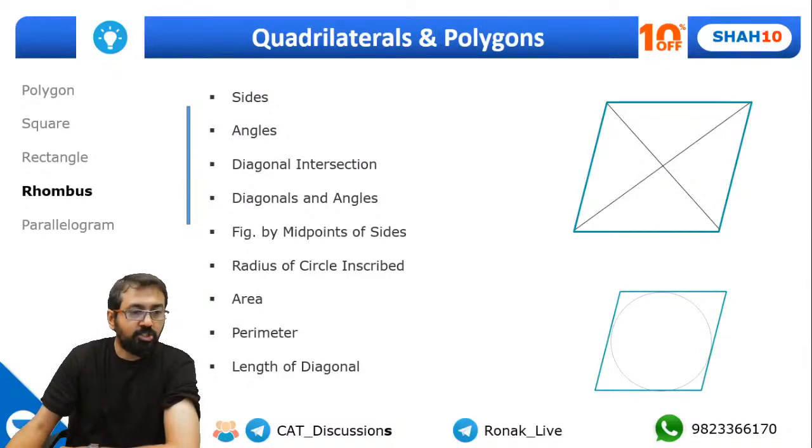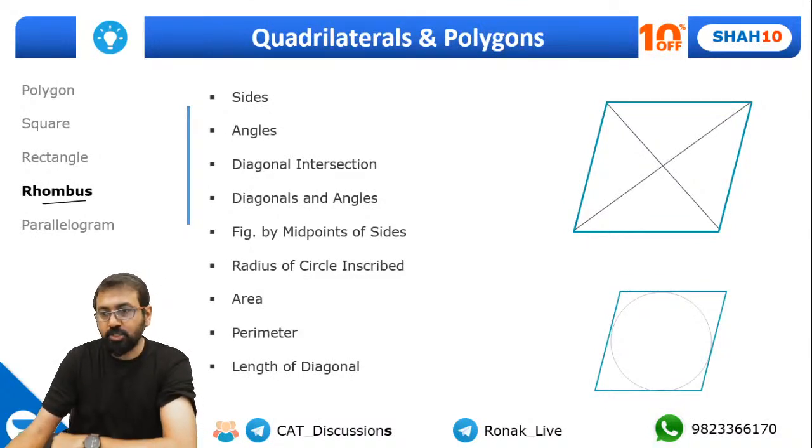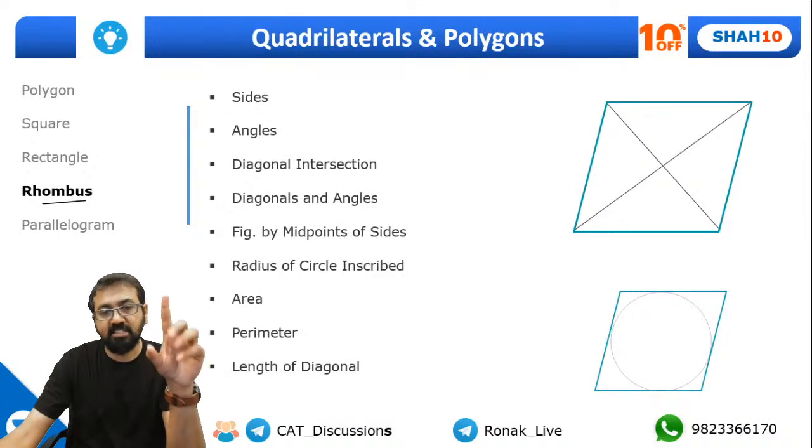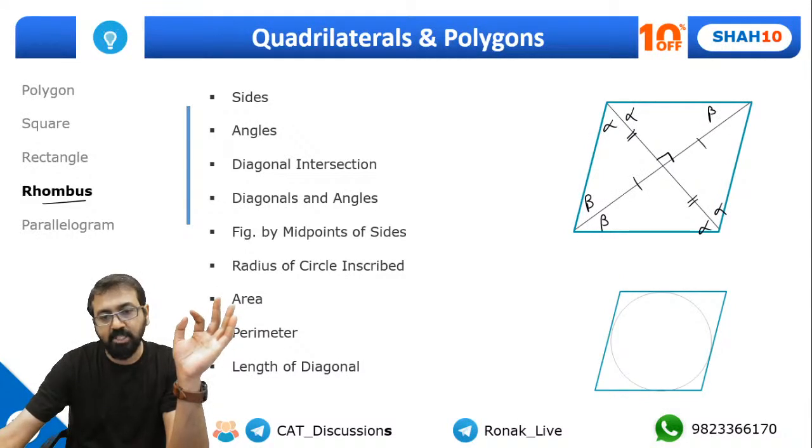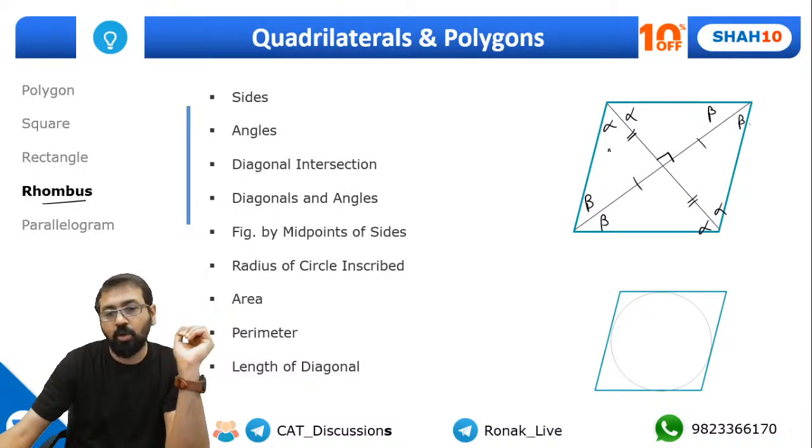Fine guys. Chalo, rhombus, you know the properties of rhombus. Diagonals are not equal. Please understand, diagonals are not equal, but they are perpendicular to each other, and they bisect each other. Diagonals also bisect angles at vertices. Opposite angles are equal. So these are some of the properties of rhombus, right? Now the figure formed by joining the midpoints of sides will be a rectangle.